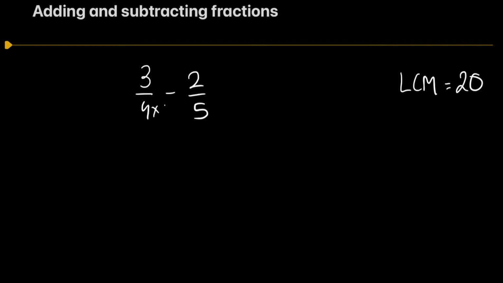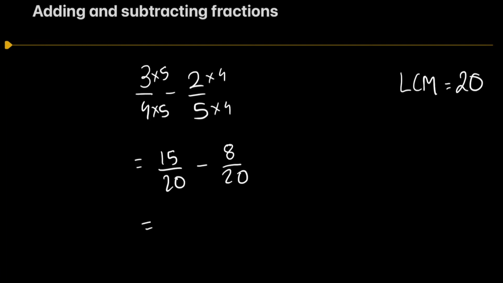So 4 into 5, and you multiply the numerator as well, so into 5. Then 5 into 4 is 20. So you multiply the numerator as well by 4. So you will get 3 into 5, 15 upon 20, minus 2 into 4, 8 upon 20. So now since both the denominators are the same, you can minus the numerators. So you will get 7 upon 20.